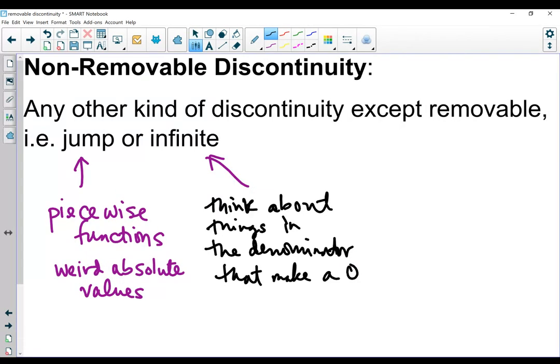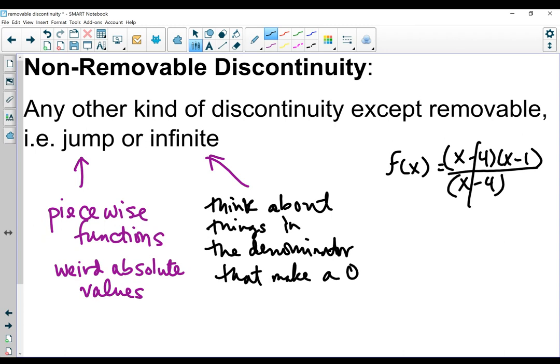So if I wanted to create an equation that had both removable and non-removable, I could take my function from the other page, x minus 4 times x minus 1 over x minus 4. The fact that I can cross this out makes it removable. If I want to have one that's also not removable, I could just add another factor in here, and I could write x plus 2. Now I have a function with one removable and one non-removable. That's kind of messy. Discontinuity.